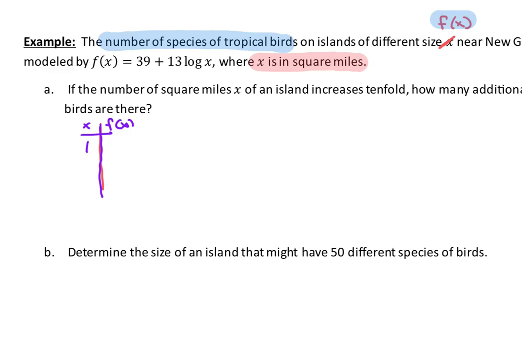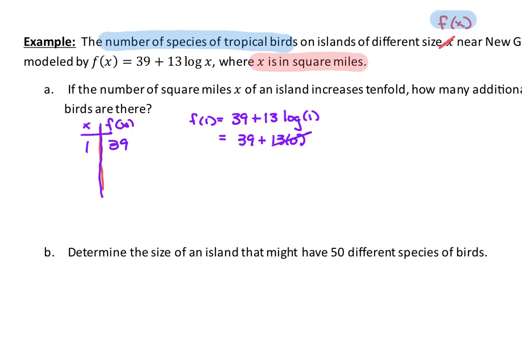All right, if we plug in 1 for x, what we get is if we have an island that is 1 square mile, if we plug this in, we get 39 plus 13 log of 1. And you can plug this in your calculator and see what happens. But log of 1 is 0. And so what we get is 13 times 0, and that cancels out. And we have 39.